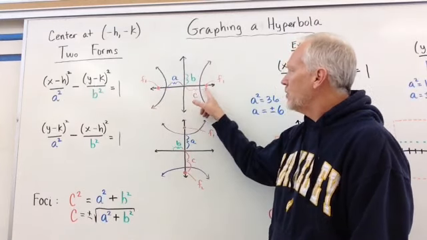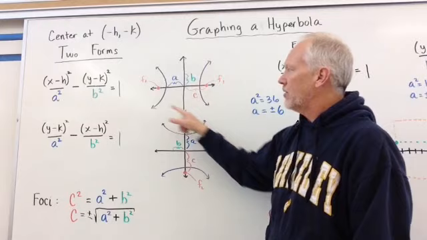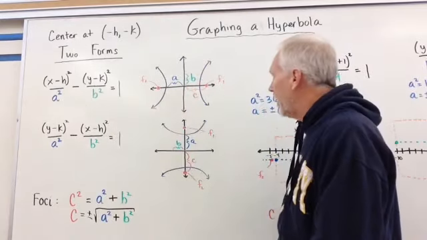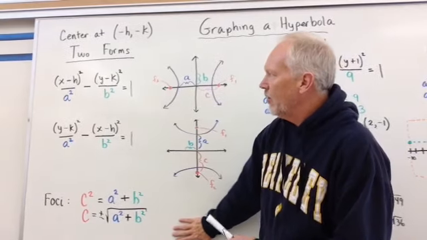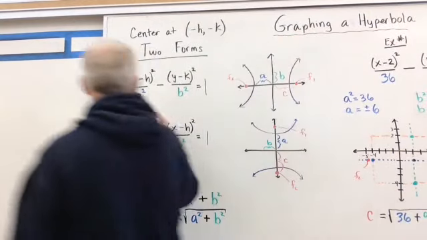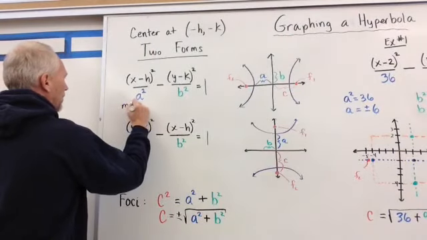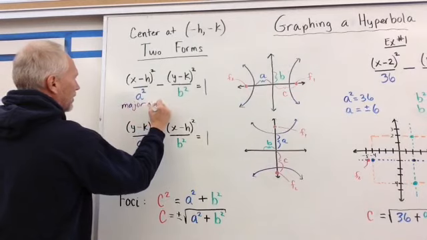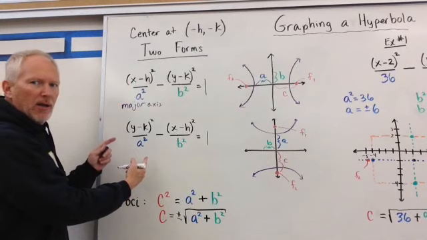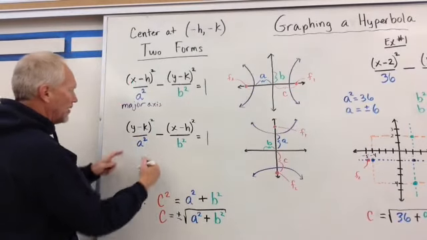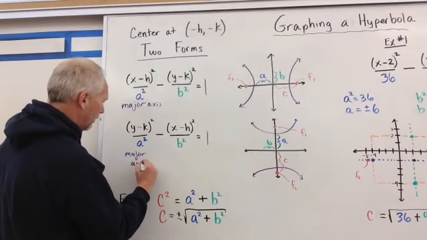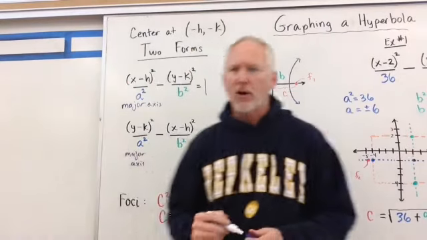And then the focal points will, again, be outside the branch, right? So these are the branches. And in this case, the x will be the major axis. So again, we could put the x out here as the major axis. It will be in the x direction. And for this one here, the major axis will be the y category.